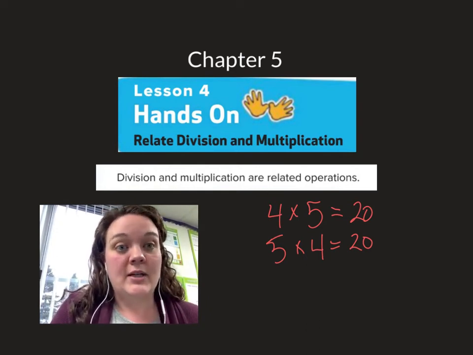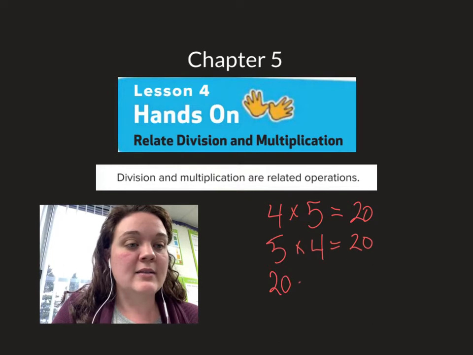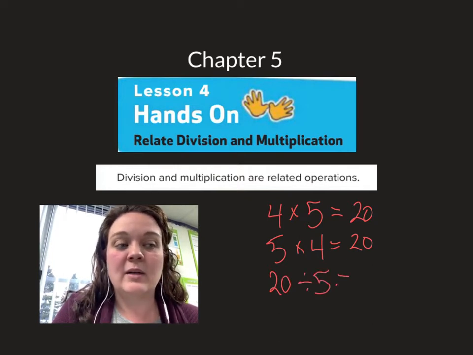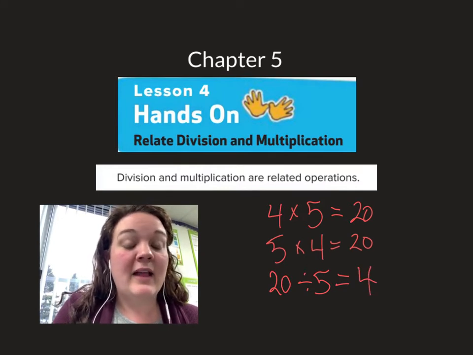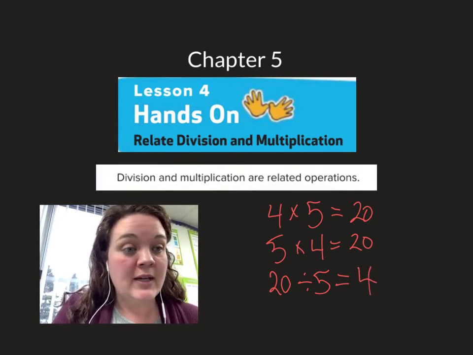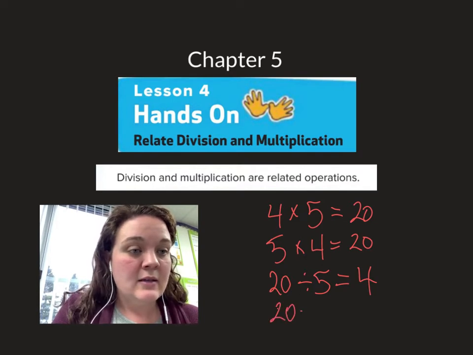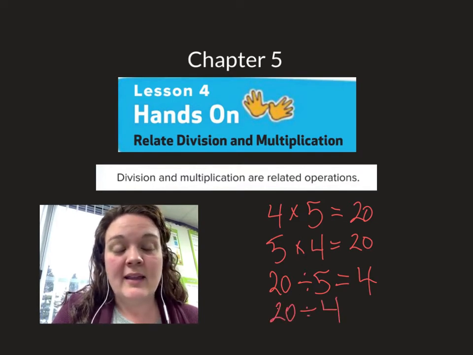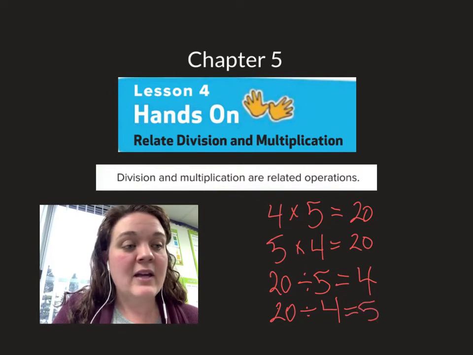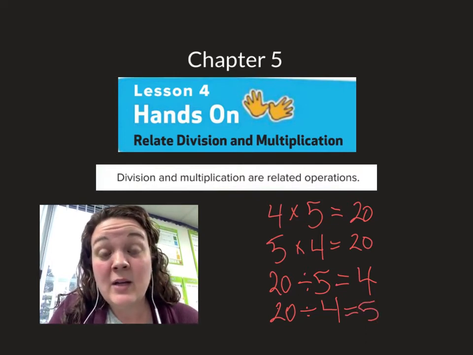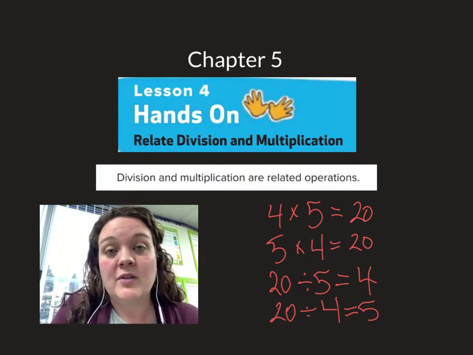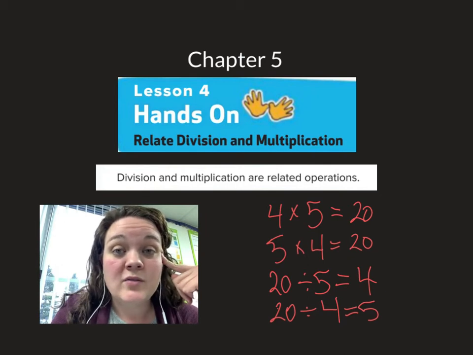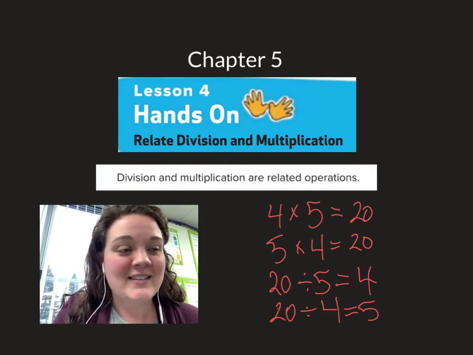Another option I would have is to take 20 divided by 5, and guess what I would get? 4. And then if I flip-flopped my divisor and my quotient and did 20 divided by 4, then I would get 5. So that's called a fact family, and we've done it with addition and subtraction in past years. You might have done it in kindergarten, first grade, and so we can also do fact families with multiplication and division. So let's get started.